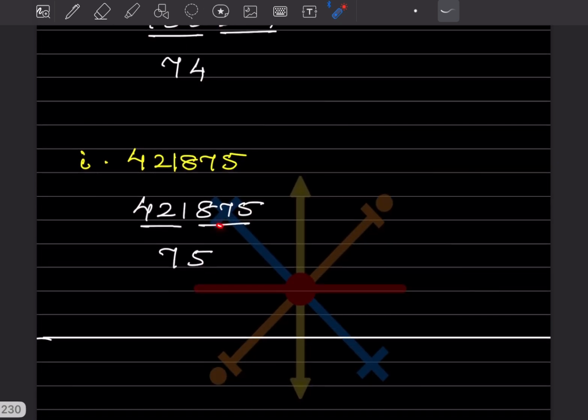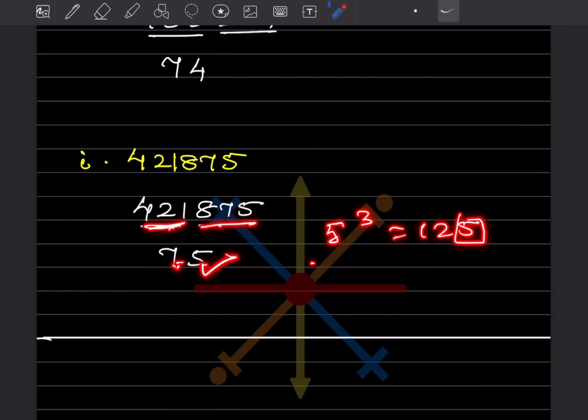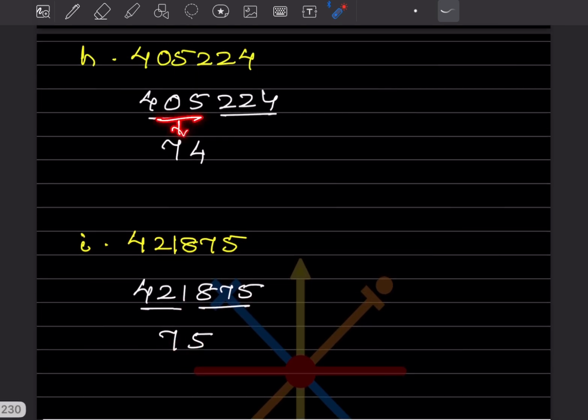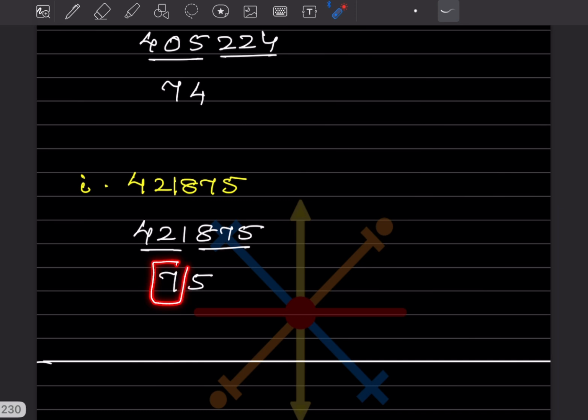Same here now, that is going to be 5 cube. That will be 125. So here the unit place is 5. For this 421, that will be 343. And this is the same as what we did for this one. Because 8 cube is going to be 512. But this is 421. So here will be 7.